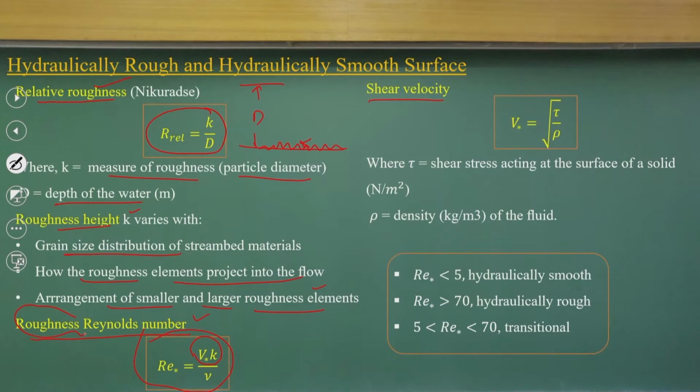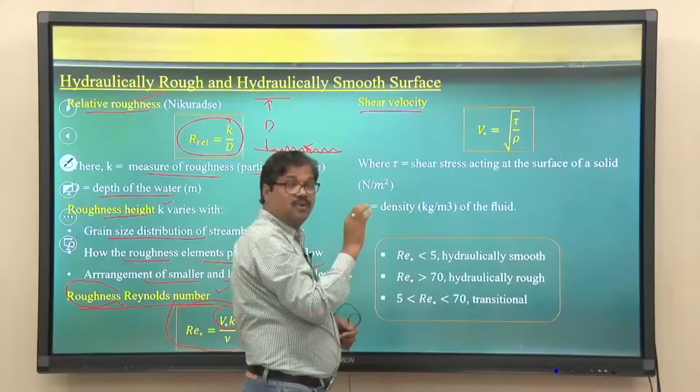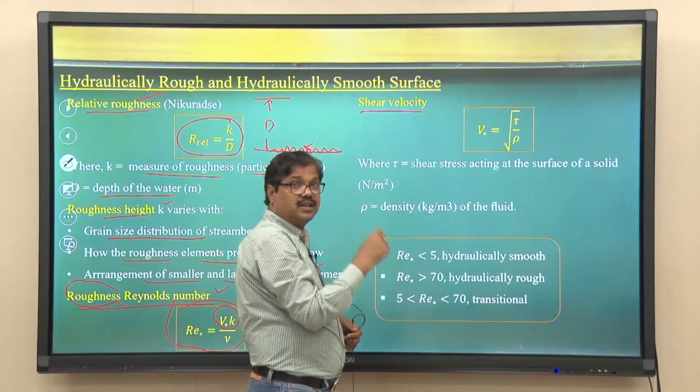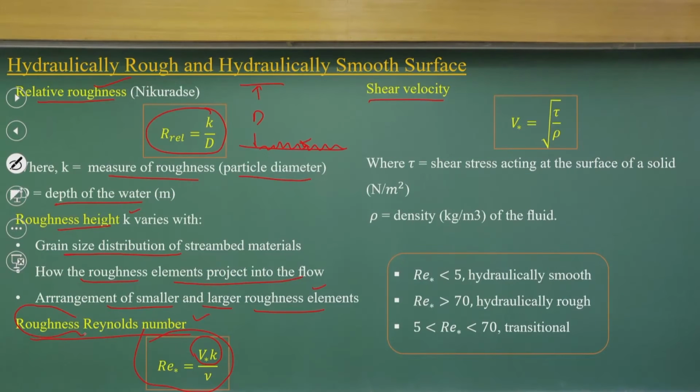What is the shear velocity? It is actually shear stress expressed in units of velocity. That is the reason we divide by rho and take the square root, which gives the unit of meters per second. Tau is the shear stress acting on the surface and rho is, as you know, the density. So, we can compute the roughness Reynolds number.